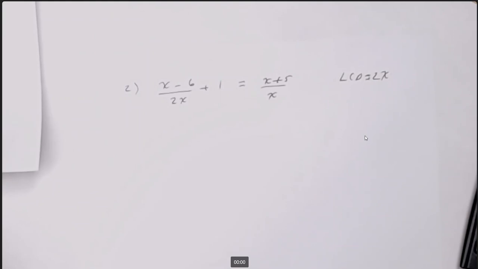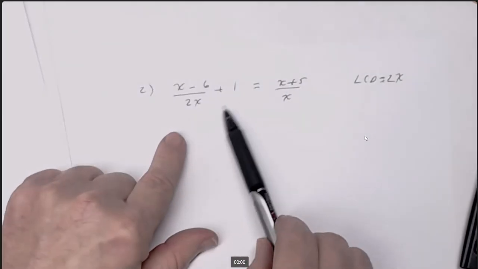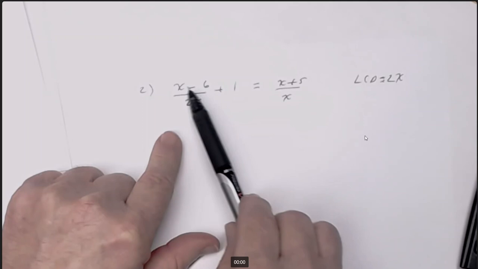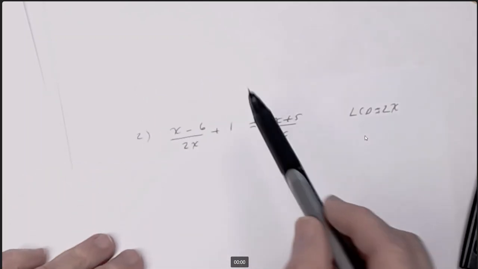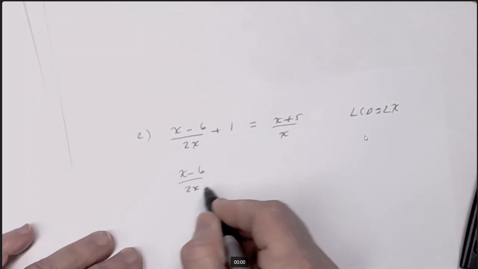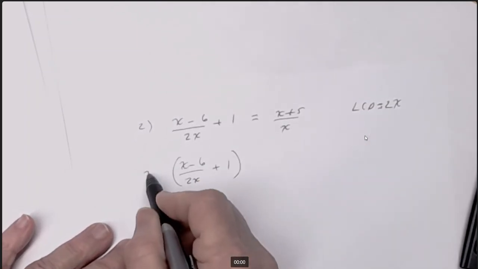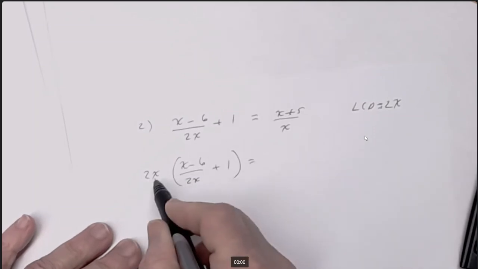Okay. So I want you to notice, though, on this side, you have two fractions, this one and this one. So you can put that in parentheses. So x minus 6 divided by 2x plus 1 in parentheses, and you can multiply by 2x. And remember, what you do to the left, you do to the right. So x plus 5 divided by x times 2x.